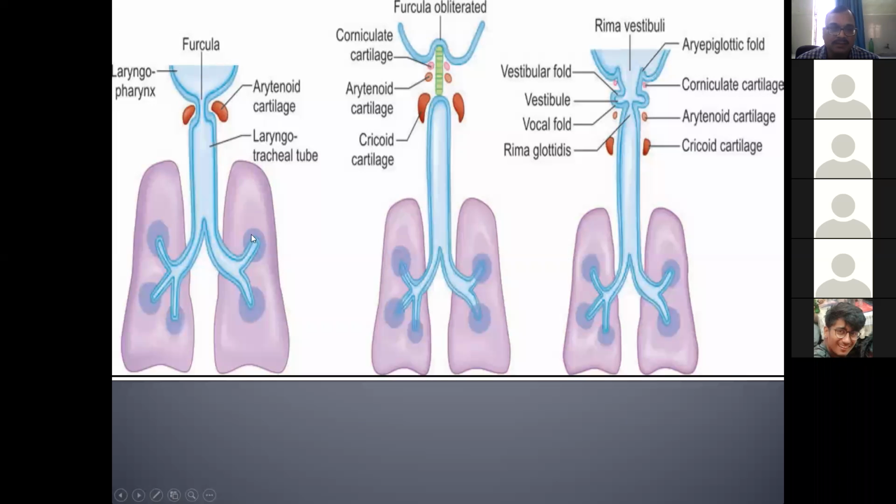Now, as the divisions in the lungs have started taking place, at the same time, the various cartilages of the larynx are also formed. You can see the various cartilages of the larynx are depicted in this diagram: arytenoid cartilage, cricoid cartilage, corniculate cartilage. So all these events start taking place simultaneously. When the lungs start their formation, this cartilage also starts its formation.